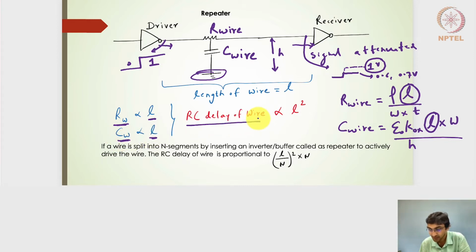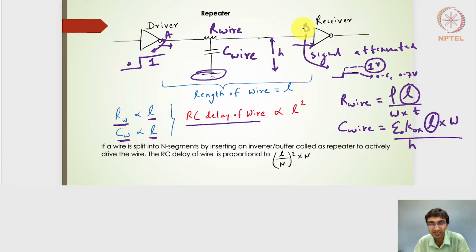So my RC delay of the wire will be directly proportional to the square of the length of the wire. What it really means is that as I increase the length of the wire, the overall delay from this particular point A to this particular point B, the delay for the signal to propagate from the A part of the wire to the B part of the wire, is naturally going to increase by the square of the length of the wire.